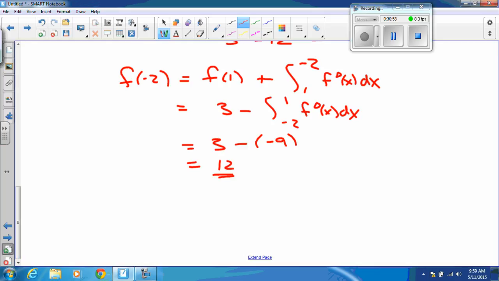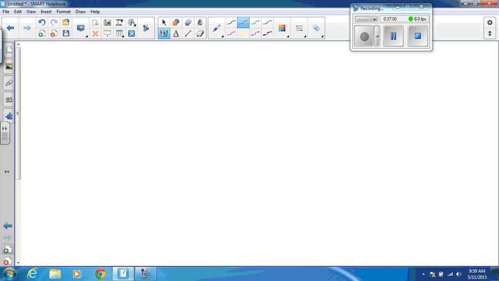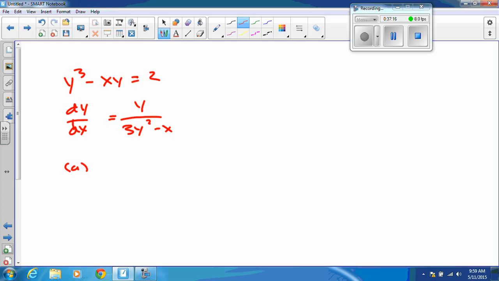Last question. Consider the curve. It can be shown that dy dx equals, which is nice. A. Write an equation for the line tangent to the curve at the point negative 1, comma 1. And Lindsay.